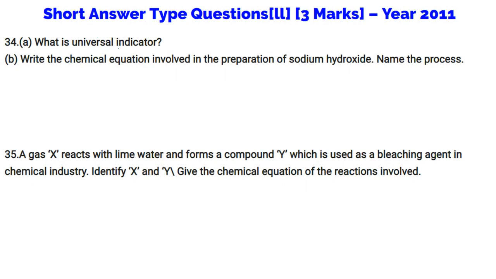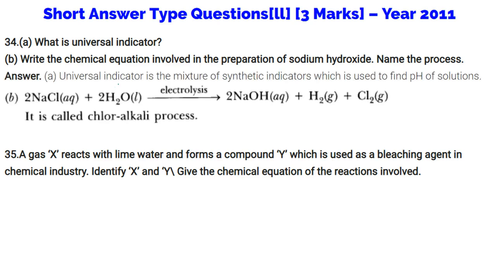What is universal indicator? Write the chemical equation involved in the preparation of sodium hydroxide and name the process. So universal indicator is a mixture of synthetic indicators which is used to find the pH of a solution. Write the chemical equation in the preparation of sodium hydroxide. So NaCl combined with water, when we do electrolysis, NaOH is formed, chlorine is liberated, and hydrogen is liberated.